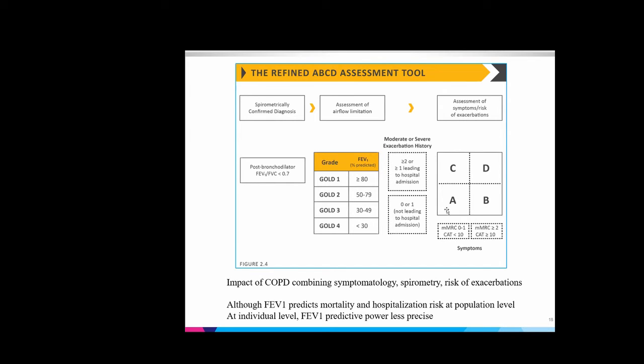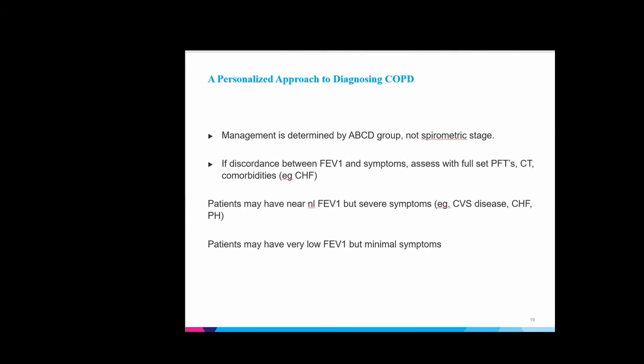Look at the top left, C. This is somebody who has more exacerbations but minimal symptoms. And then the sickest person, top right, this is D. This is somebody who is more symptomatic and has more exacerbations. Okay, next slide. And before we get to pharmacotherapy, this is just to mention that we use the ABCD classification to inform us with respect to treatment, which I'll get to in a minute.